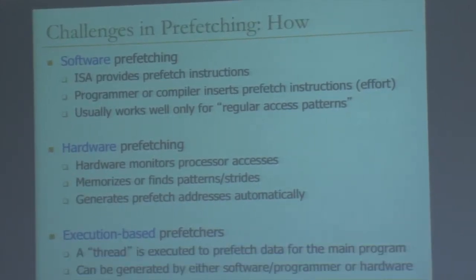And the last one is execution-based prefetchers. This could be either hardware or software, actually cooperative in general. Somebody generates a thread that's executed to prefetch data for the main program. We've talked about this briefly last time, right, when we talked about run-ahead execution. You write a thread, and the sole purpose of that thread is to prefetch for the main program. And this thread can run on another thread context in a multi-threaded processor or on another core. And there are many options, as we will see later on.